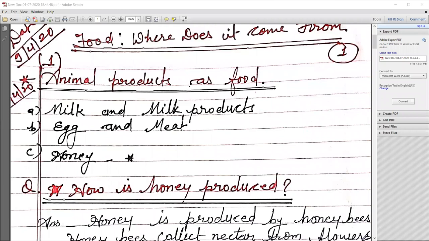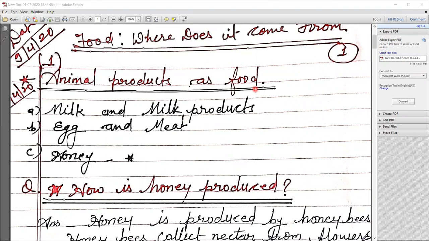Children, yesterday in our previous class, we studied plant products as food. We are studying the first lesson of our science book, that is food: where does it come from? Now in this class, we will study about animal products as food.